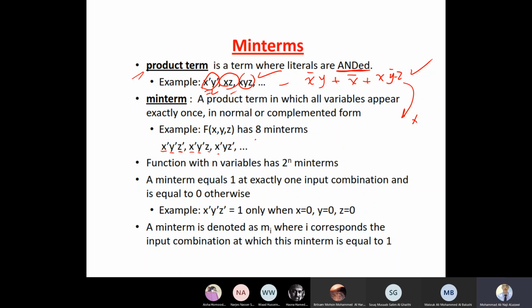All right. Then I have 8 possible min-terms. A function with n variables has 2 to the power n min-terms. By the way, this number is also the number of combinations in the truth table. A min-term equals 1 for exactly one input combination and equals 0 otherwise. So a min-term can have the value 1 only once, and it's 0 everywhere else.